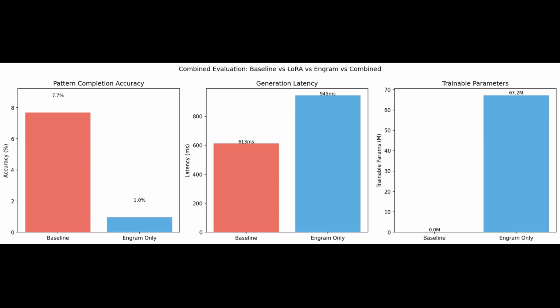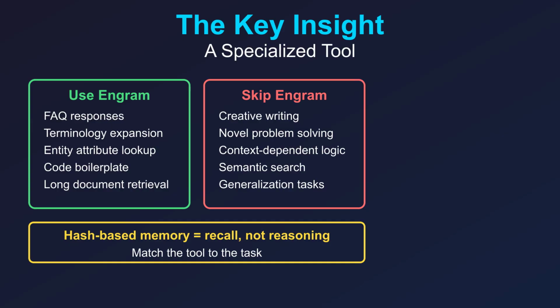The exact match evaluation tells the story. Engram jumped to 75% on acronym expansion, 67% on element names, but it hurt performance on capitals where the base model already knew the answers. Engram is a specialized tool, not a general enhancement. Use it for consistent lookups, terminology expansion, entity facts. Skip it for creative tasks or anything that needs generalization from context.